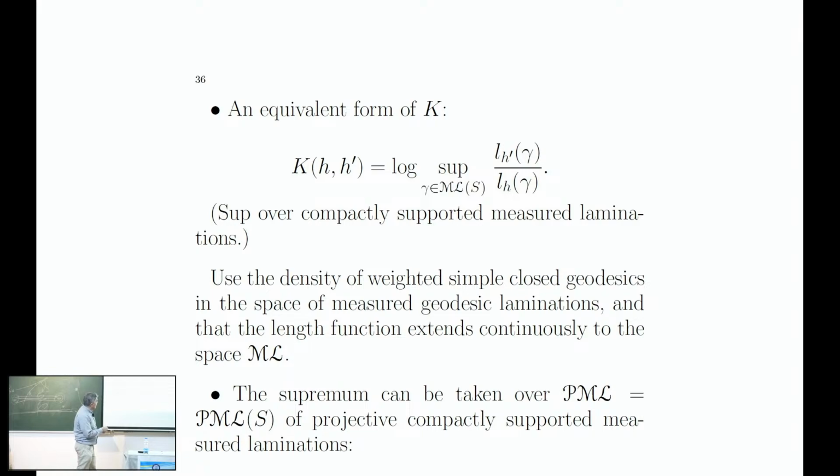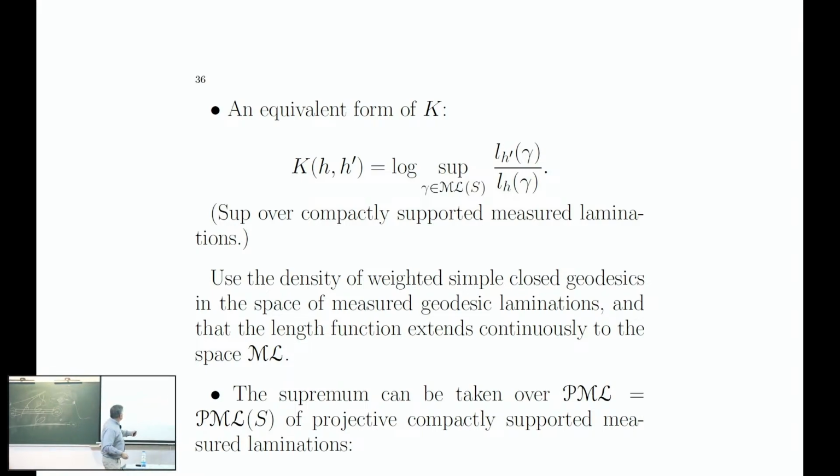in fact, here you see the supremum. Let me say something before. The supremum is over compactly supported measured laminations. We don't need the term compactly supported. And now we said that on a surface, so this is my surface, and we have something which is a geodesic lamination. It's something more complicated than a curve, but constituted by a union of geodesics, which may wander around the surface.